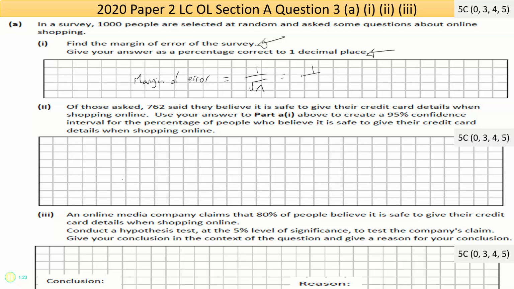Now we can calculate, we know the sample size is 1,000. So it's 1 over the square root of 1,000, which calculates to be 0.0316. You can use the calculator for that. Now I want to turn that to a percentage. So the way to turn something to a percentage is to multiply by 100, and I get 3.16%, which is 2 decimal places, but they only want 1. So this number here informs what I do. It's greater than 5, so my decimal place goes up by 1, and my final answer is 3.2%.